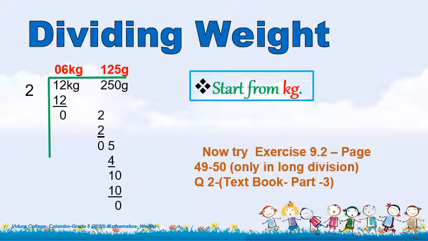Then take 2 down, which is in the grams column next to the 0. Now 2 times 1 is 2. 2 minus 2, 0. Take 5 down. 5 you don't have in the 2 times table, but the nearest and smallest is 4, which lies in 2 times 2. 2 times 2 is 4. 5 minus 4 is 1. Take 0 down. 2 times 5 is 10. The answer is 6 kilograms and 125 grams. You don't have any remainders.